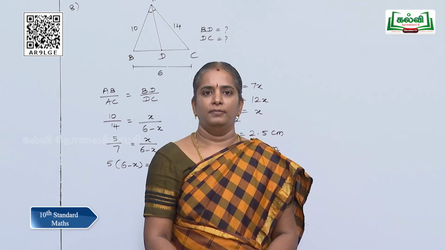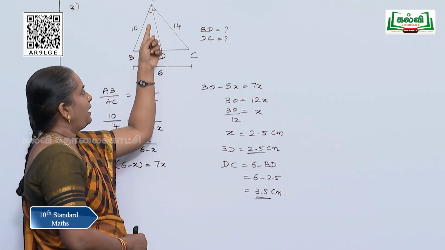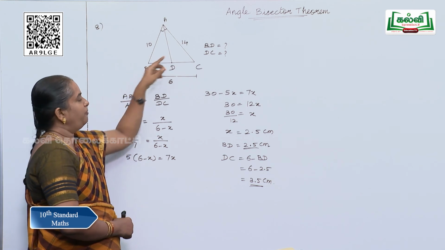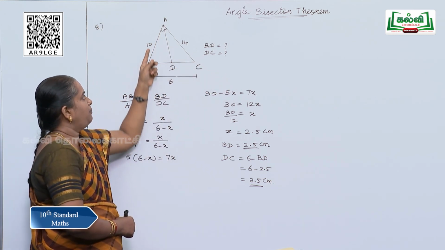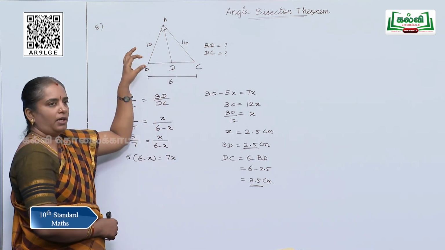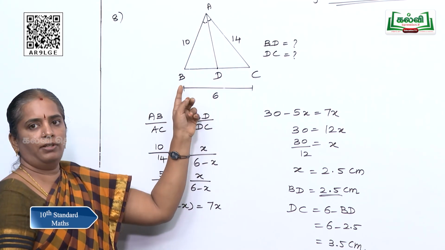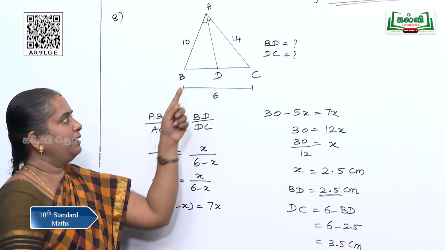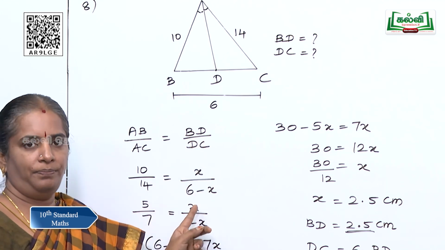Now, look at this sum in 4.2. See, in triangle ABC, AD is the internal bisector of angle A. So, we have to find the value of BD and DC. They have given the lengths of AB and AC as 10 and 14 centimeter respectively. Okay. So, according to angle bisector theorem, we have that AB by AC is equal to BD by DC. So, AB by AC can be replaced with the lengths 10 and 14. So, 10 by 14 is equal to BD by DC.